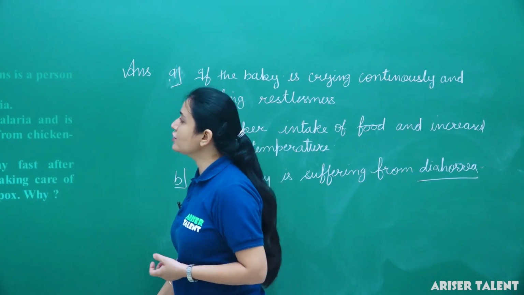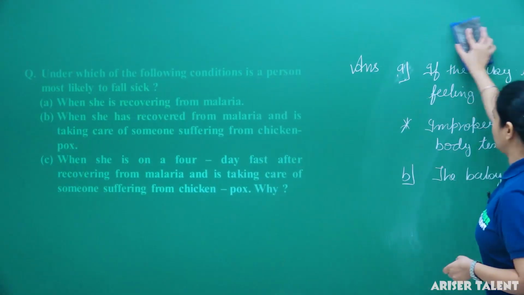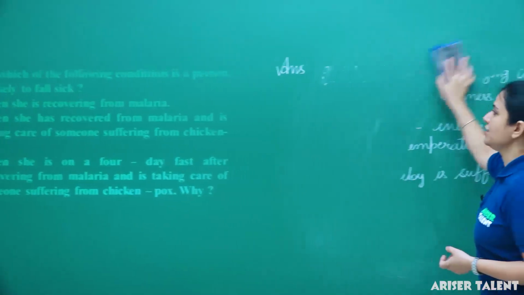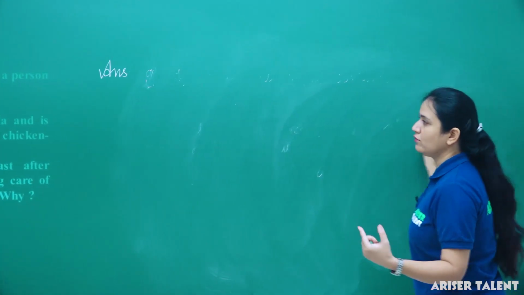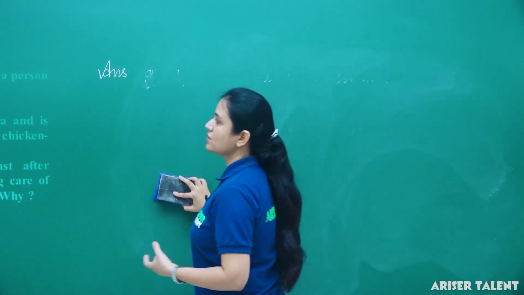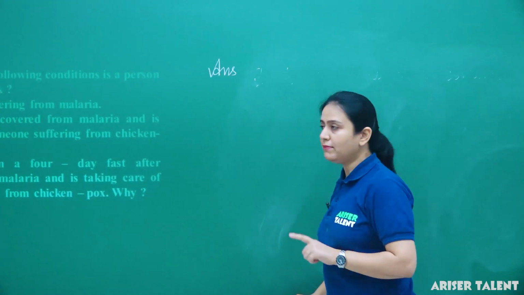Next is, under which of the following conditions is a person most likely to fall sick? A is when she is recovering from malaria. If someone is recovering from malaria, then definitely the person is not likely to fall sick. Definitely she is recovering, means she will feel better.